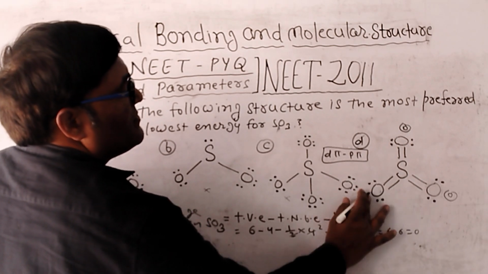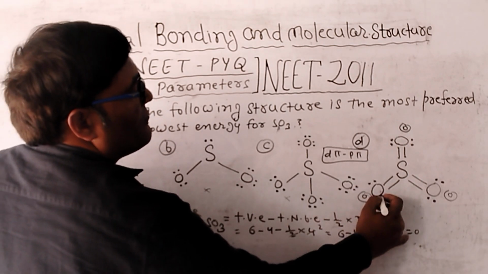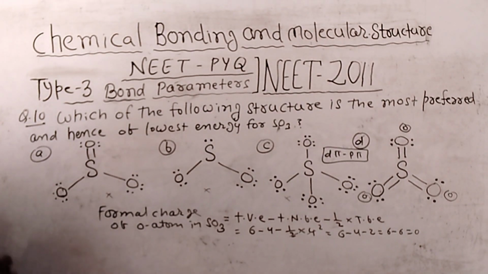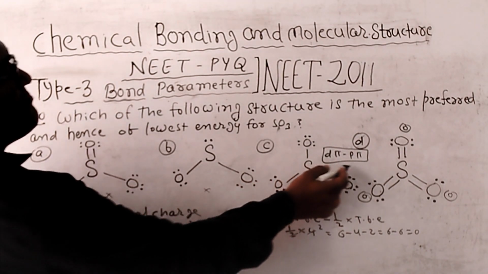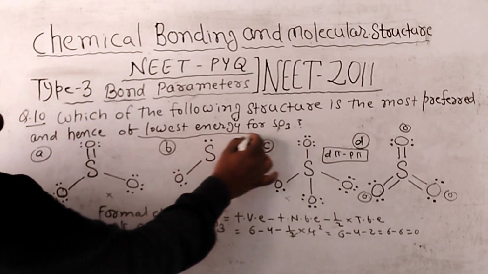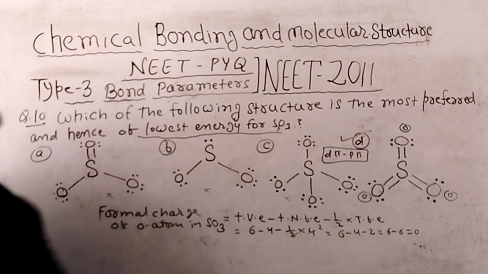Here formal charge is 0 for this oxygen and this oxygen. So due to 0 formal charge and d pi p pi overlapping, okay, d pi p pi involvement, here is the lowest energy for SO3. Option D is correct.